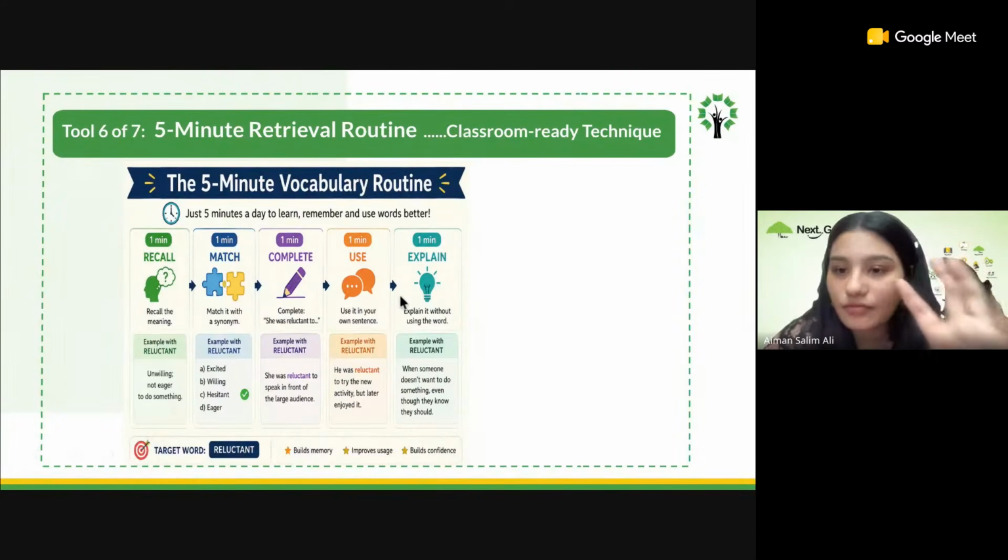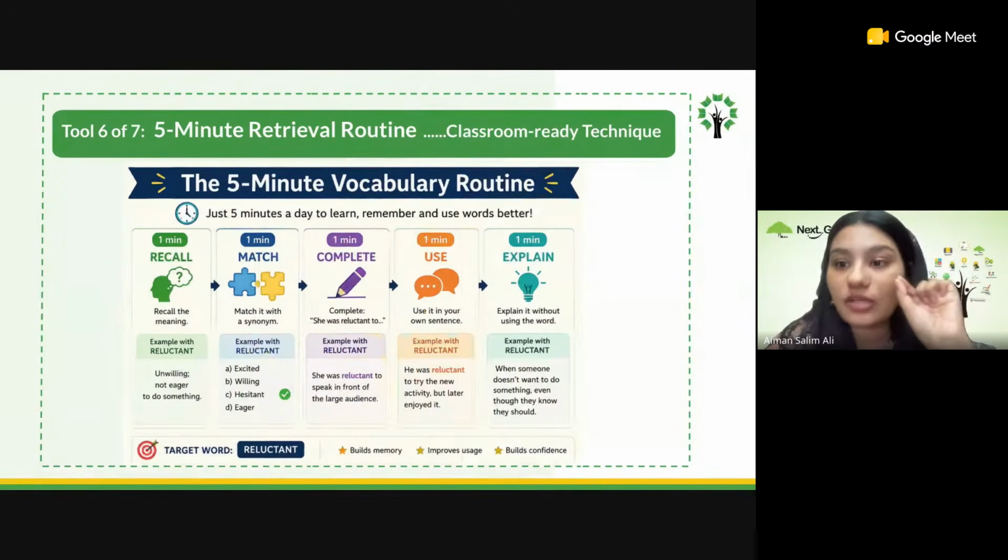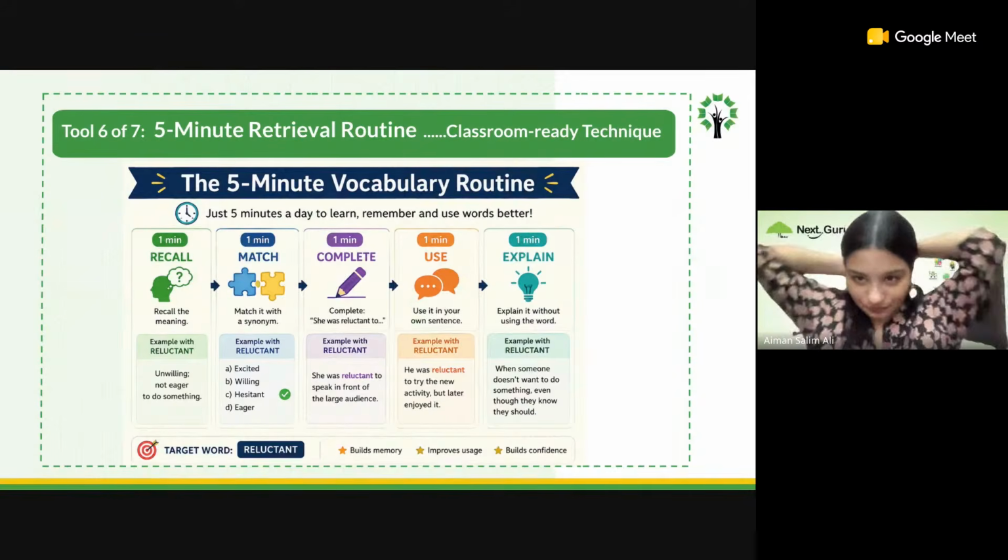And here I have a cheat sheet for you. It's a 5-minute retrieval routine that you can use in your classroom. I'm going to leave it on for 10 seconds. You can take a screenshot of this.